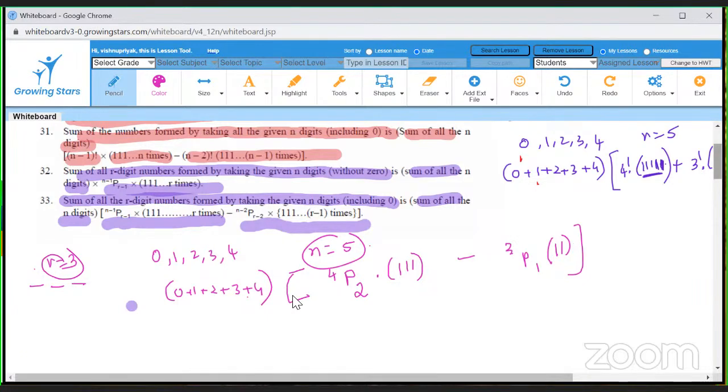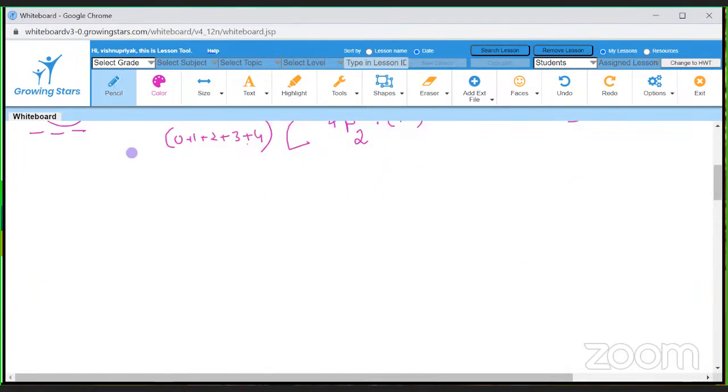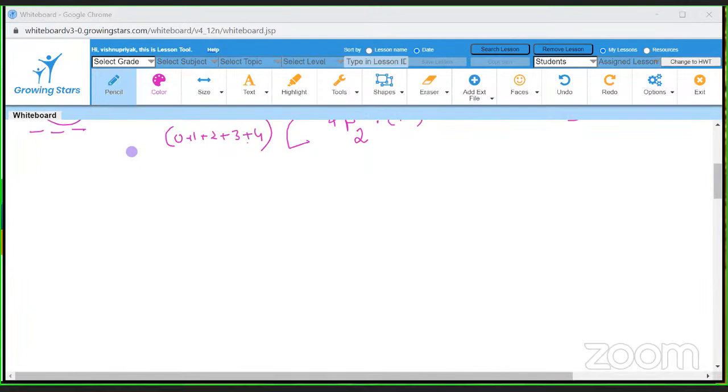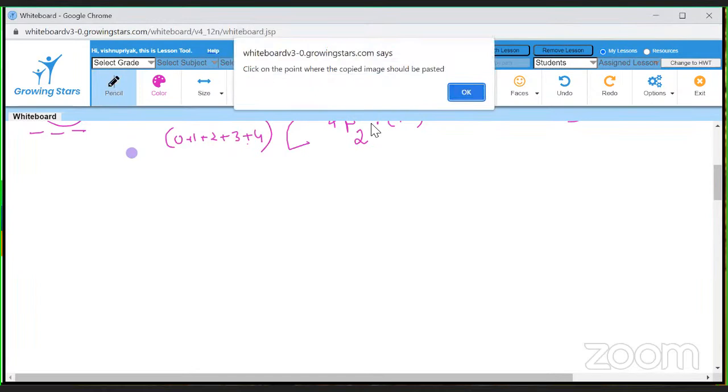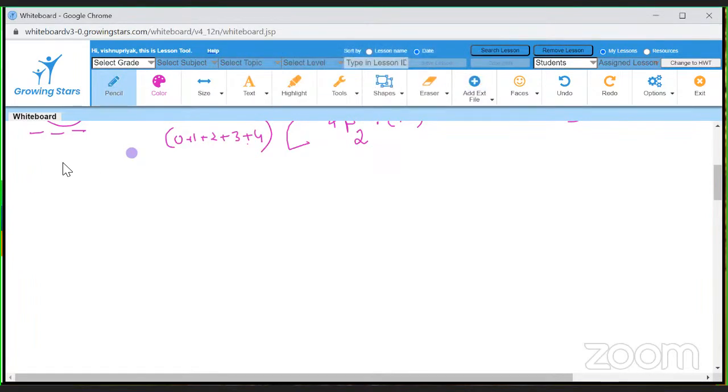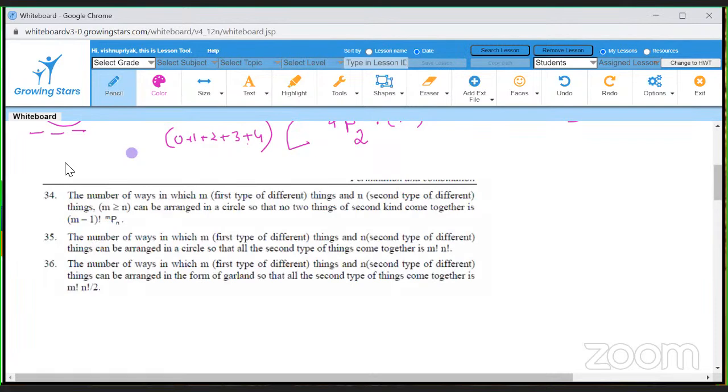This is how different examples are there. This is not that easy to understand. Practice more and more problems on this. 2 more formulas are there in permutations. Rather, I will take 3 formulas. And then we will go to combinations. After finishing these permutations problems, we will go to combinations.